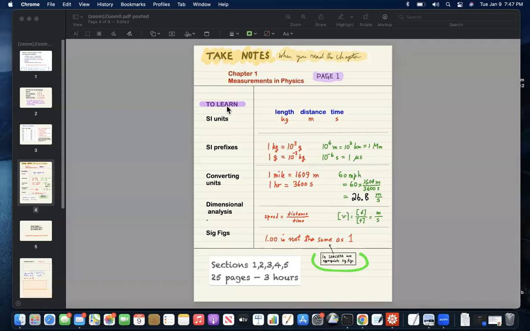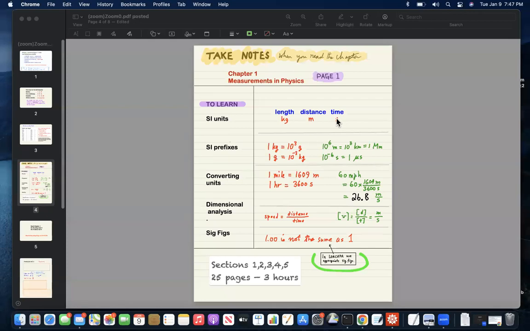Now, for each chapter, there are some things you have to learn. This chapter is about measurements. So you're going to have to learn about the units of measurement. There are 3 primary units: mass, distance, and time. The primary unit for mass is kilograms. In chemistry, they use grams, but in physics, we use kilograms. For distance, the primary unit is meters. For time, the primary unit is seconds.